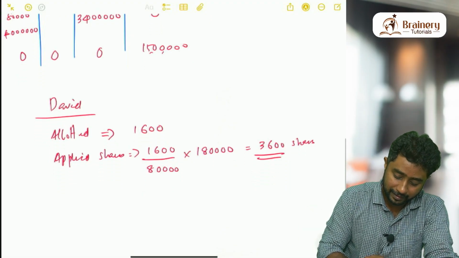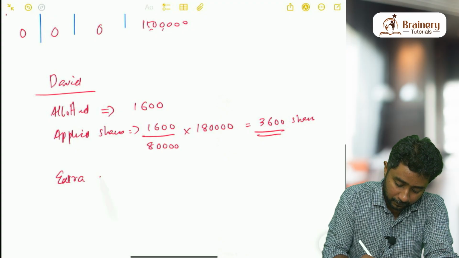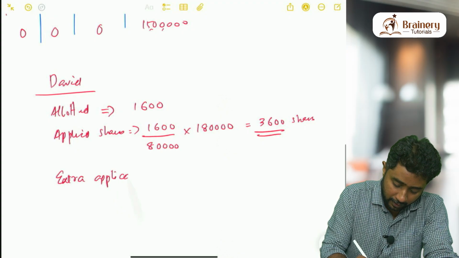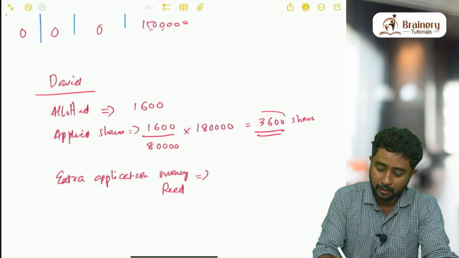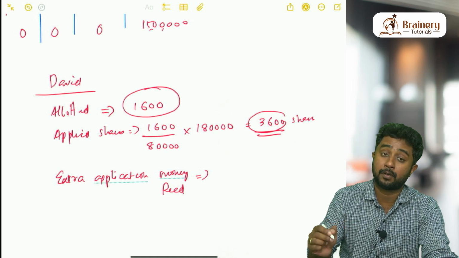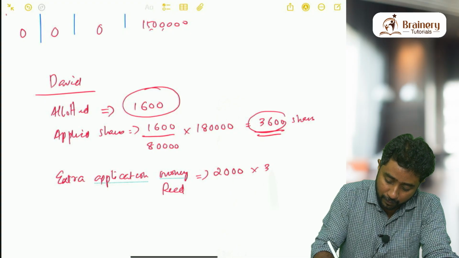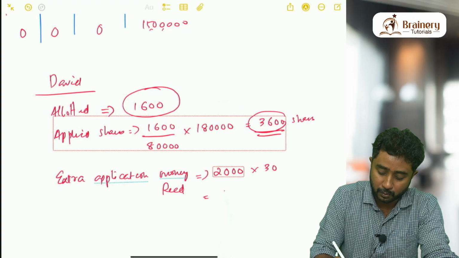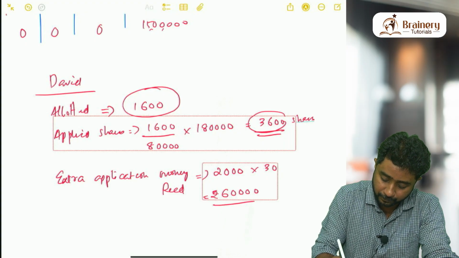So it is clear that he has paid extra application money. How much is the extra application money received from him? Totally he is supposed to pay only for 1600 shares, but he has paid for 3600 shares. So obviously for 2000 shares he has paid application money extra. So 2000 into 30 will give us 60,000 rupees.